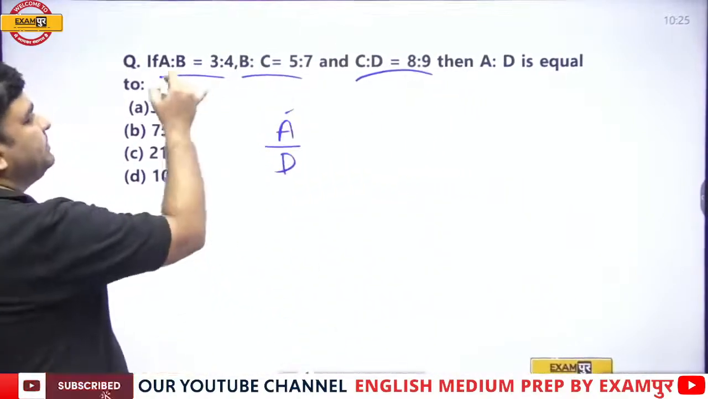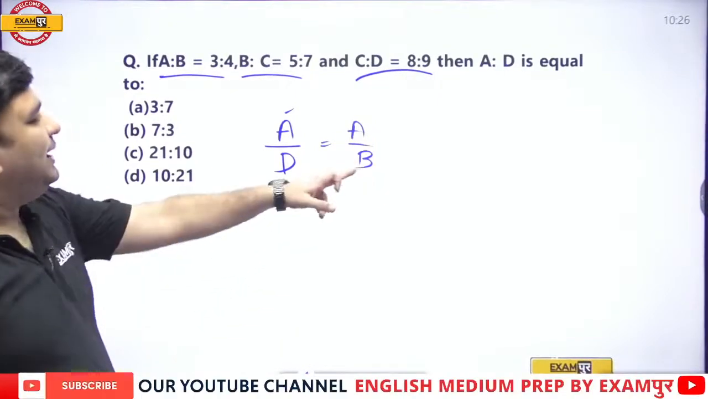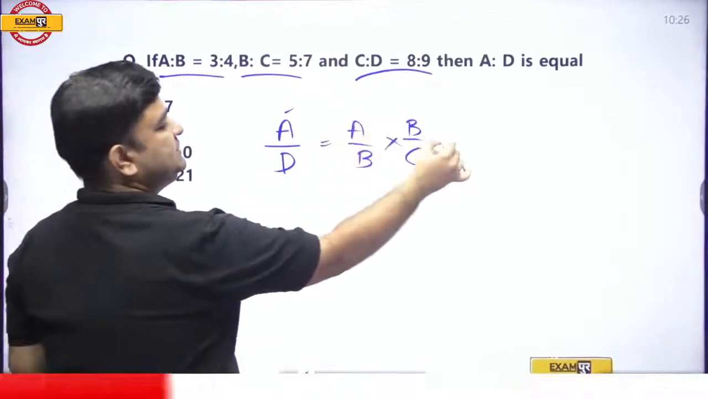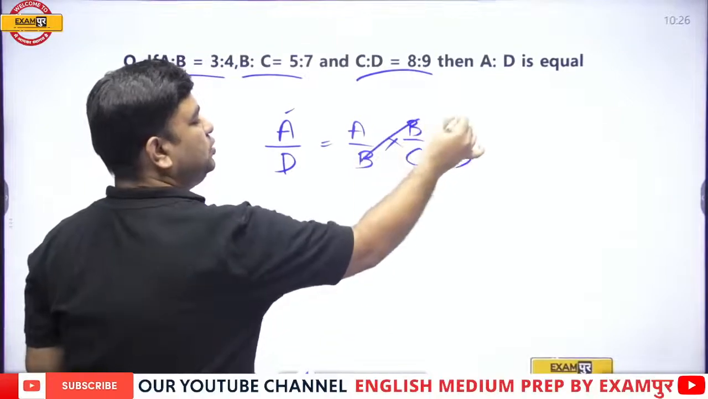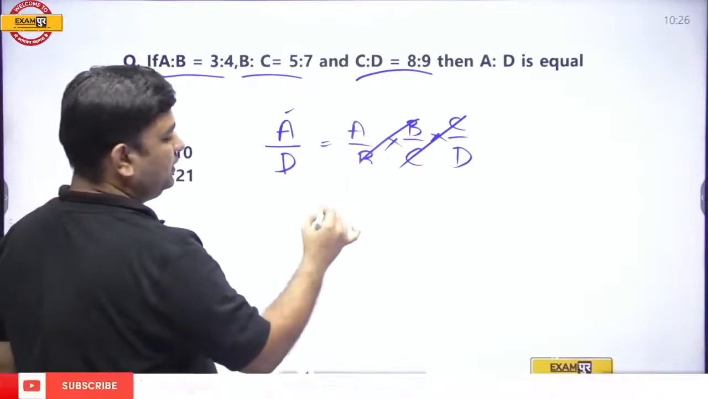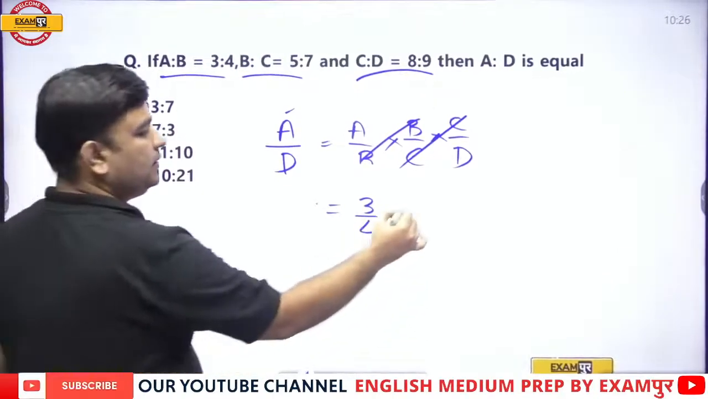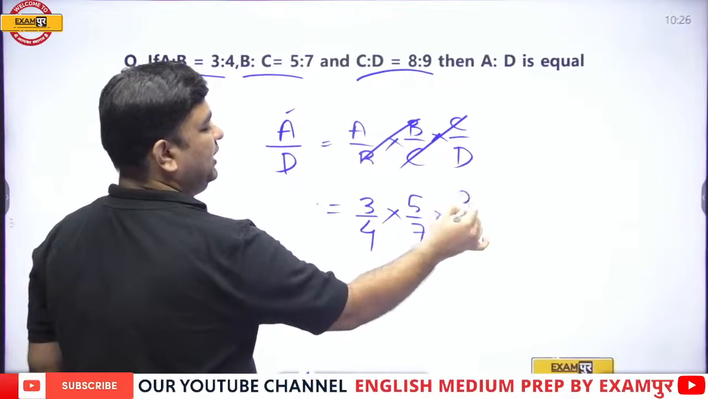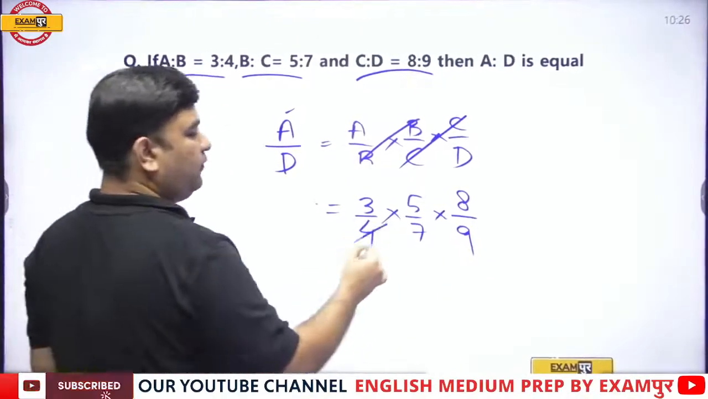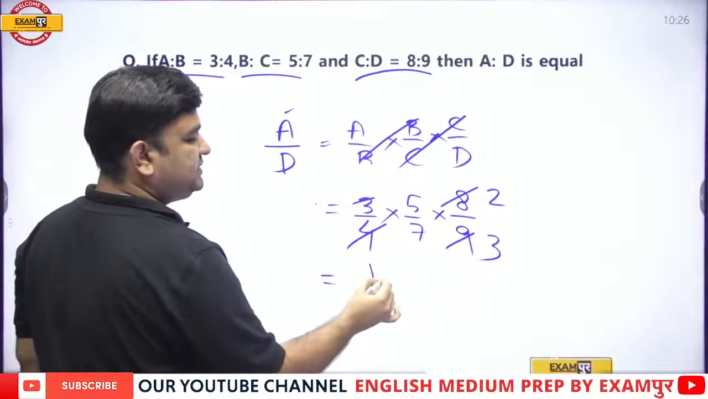Start with A. A by B is known. Eliminate B, B by C is known. Eliminate C, C by D is known. You got A by D. What is A by B? 3 by 4. What is B by C? 5 by 7. And what is C by D? 8:9. Cancelling 4 with 8 gives 2, and 3 with 9 gives 3. It is 10:21.